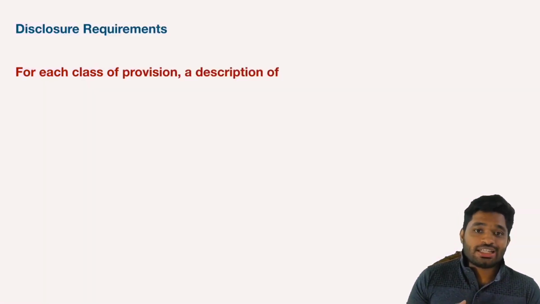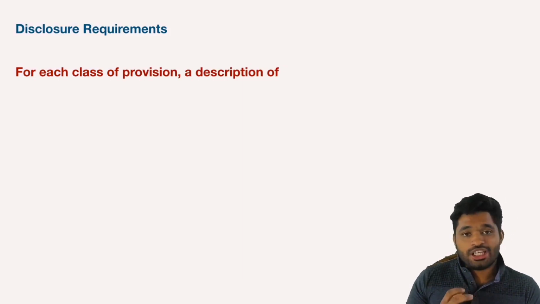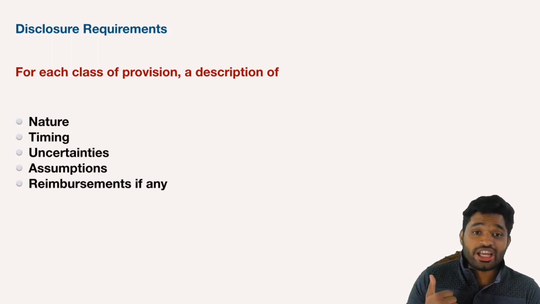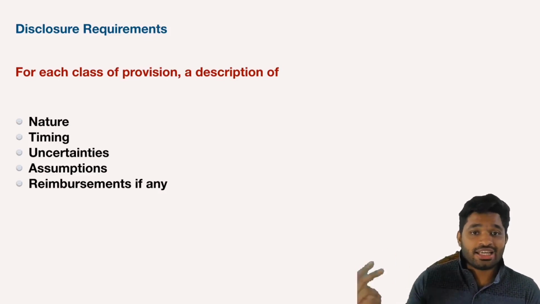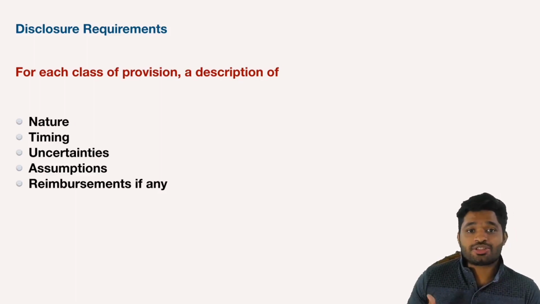So now guys, let's look at the disclosure requirements of IAS 37. Now for each class of provision, a description of the following elements needs to be there. There should be a description about the nature of the provision. There should be a description about the timing of the provision. There should be a description about the associated uncertainties of the provision that is kept. There should be the assumptions that you have made. And if there's any kind of a reimbursement of the obligation or the provision, right, you need to mention them as well.